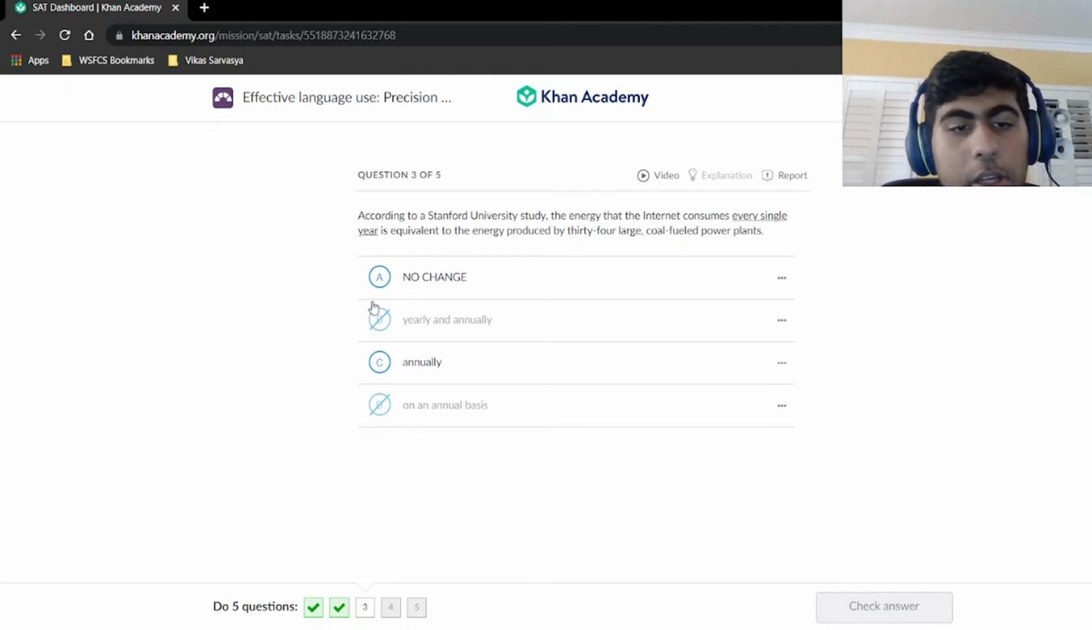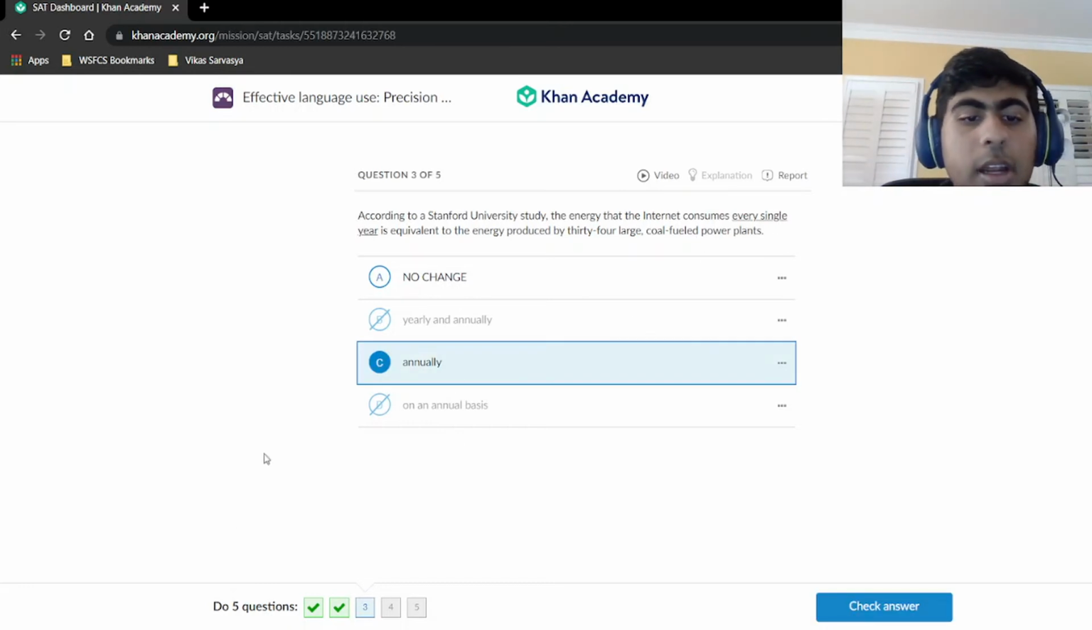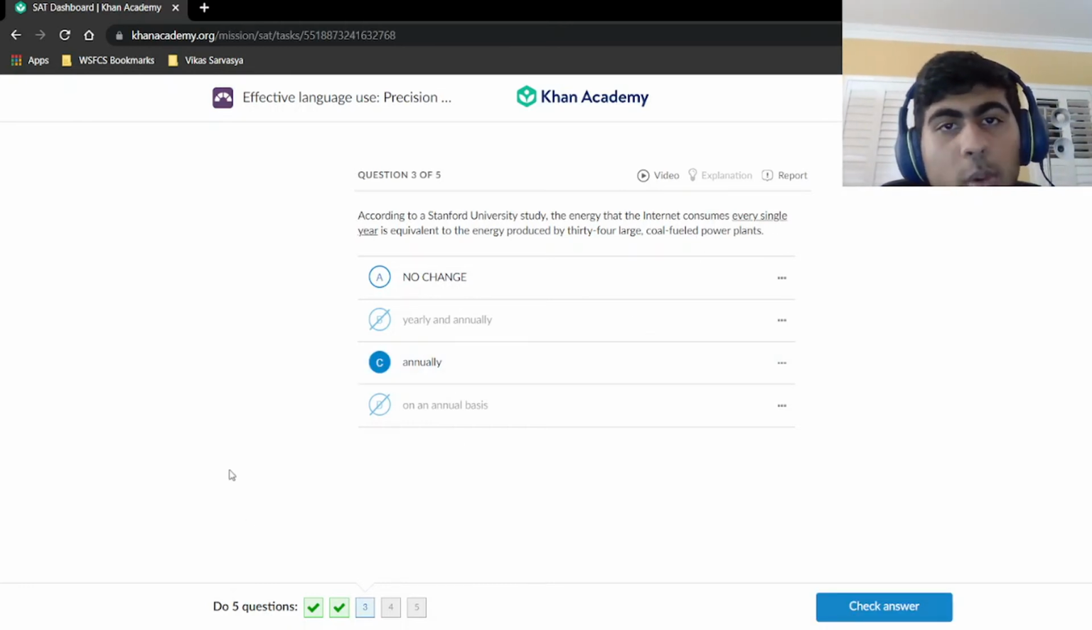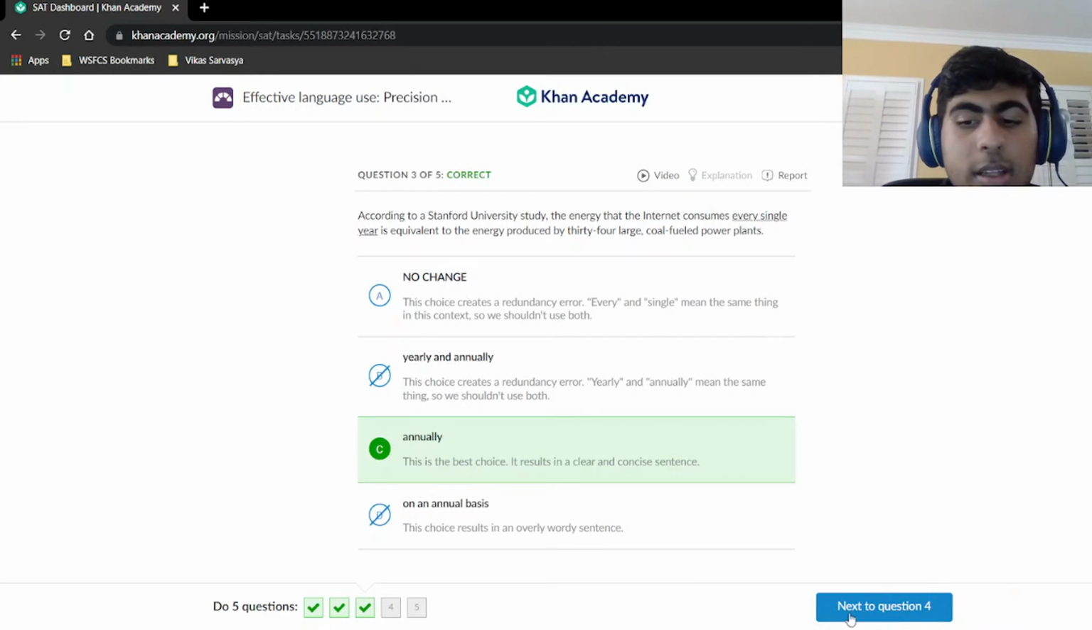Right, we said look for the shortest answer that still works. The shortest answer here is going to be C. Both every single year and annually mean the same thing. They both work in the sentence, but annually is more concise, and that's why it is our answer. Let's move on to the next question.